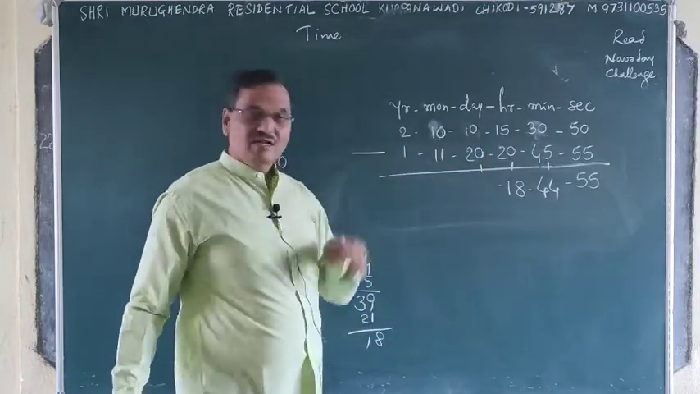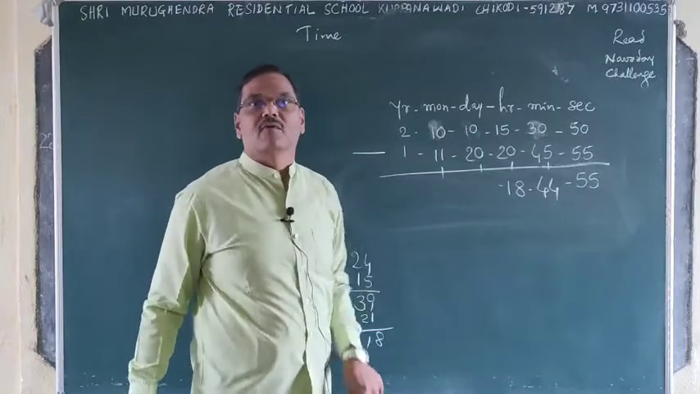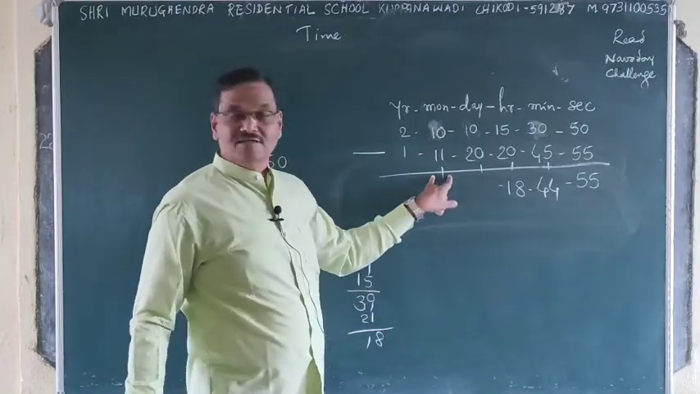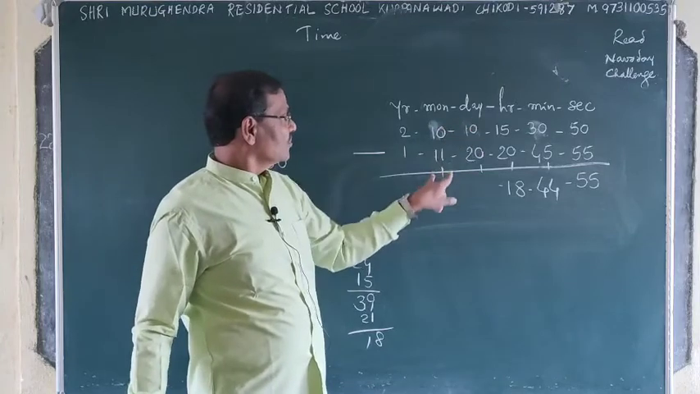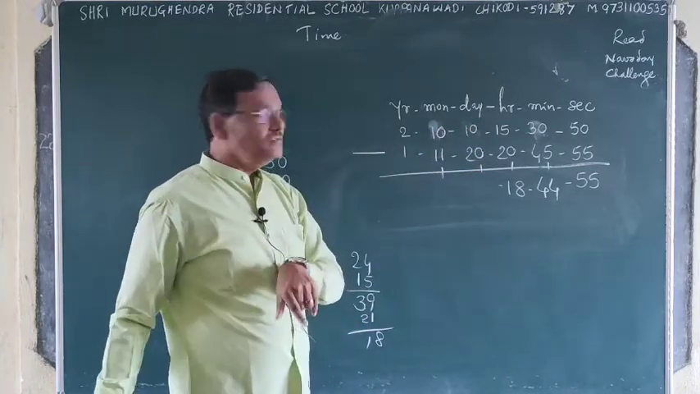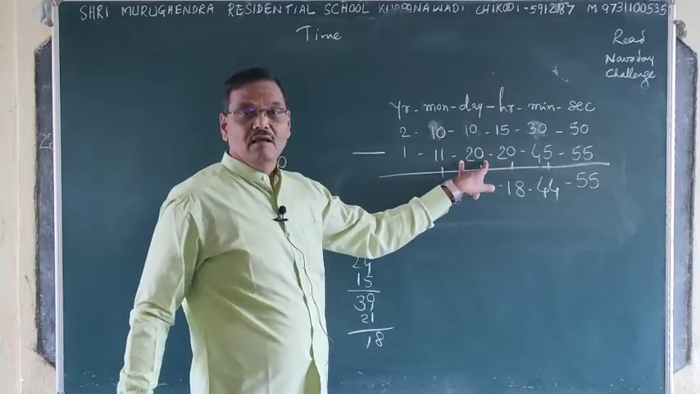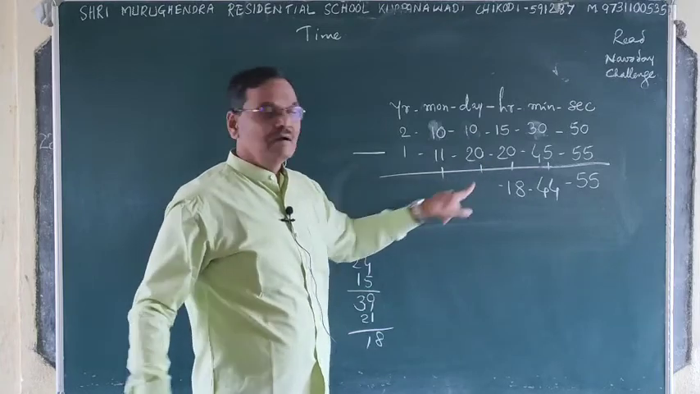And 10 minus 21, is it possible? No. We have to take 1 month from the month. That is 30 days. 30 days plus 10 days is 40 days. 40 minus 20 is 20, and 20 minus 1 is 19.